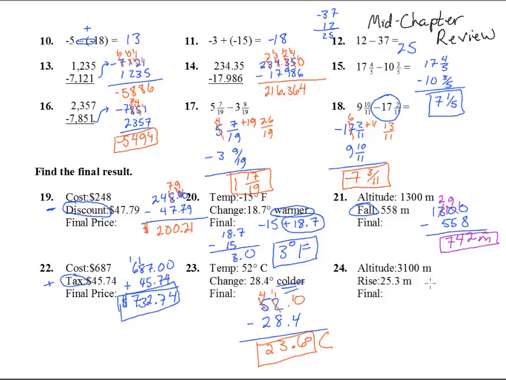And then we have 3,100 meters high, and it rises. Rises what? That's a plus 25.3. So we get 3, 5, 2, 1, 3. There we go. 3125.3 meters high is the new altitude. Good.